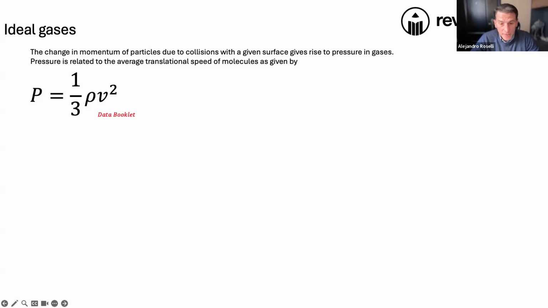The symbols that are present in here are, well, P for pressure. You have this Greek letter rho. For those of you who joined us in our previous study session for electricity, this letter was used for a completely different magnitude, which was resistivity. Same letter, different meaning. It represents the gas density, the mass per unit volume. And v represents the average speed of the particles, measured in meters per second.